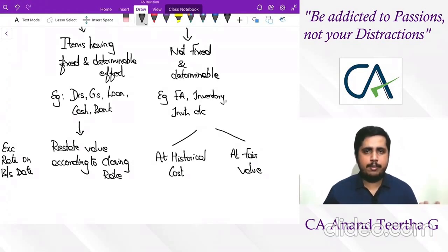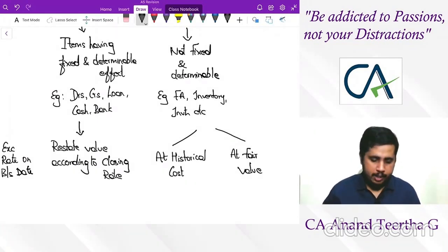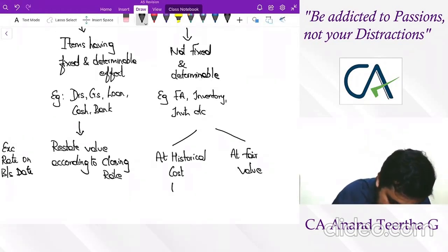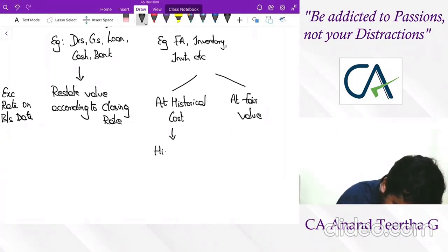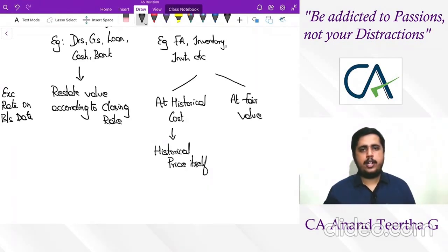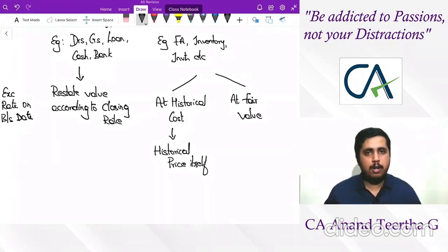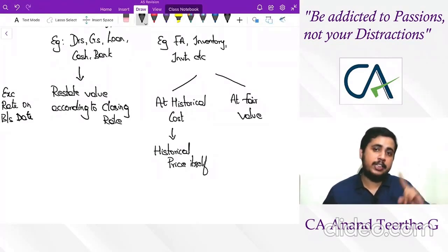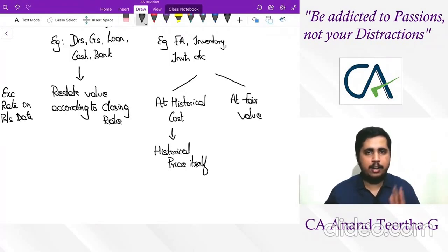So you might be very well aware of those valuations. Accordingly, if an item is shown at historical cost, what should be done? If an item is shown at fair value, what should be done? If an item is shown at historical cost, then it will be recorded at the historical price itself. Do not make any restatement. So if it is a non-monetary item of historical cost nature, keep it at historical cost only. Example, we purchased machinery 3 years ago. What was the amount at which you recorded it 3 years ago? Because it is the initial transaction, whatever amount you had recorded, continue the same amount. Don't change it.